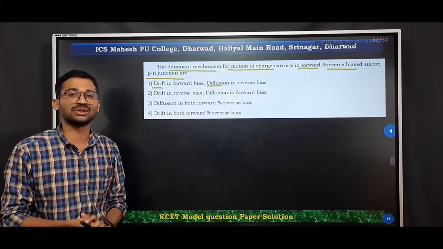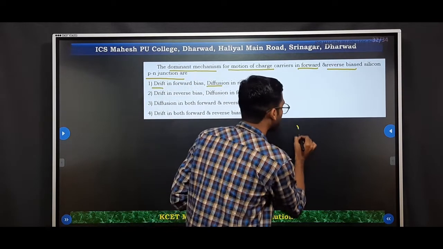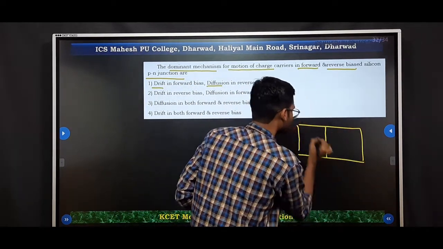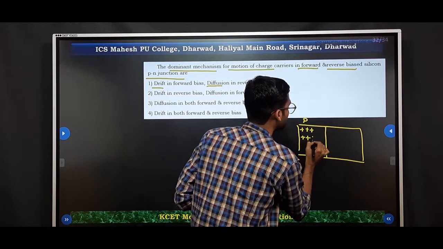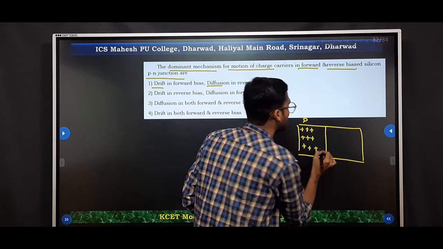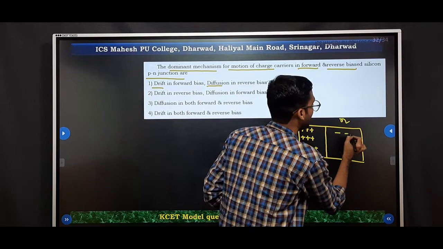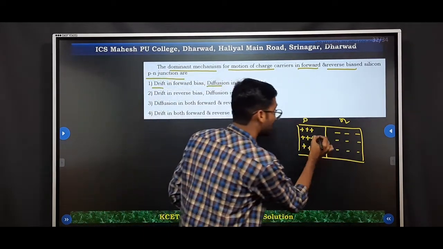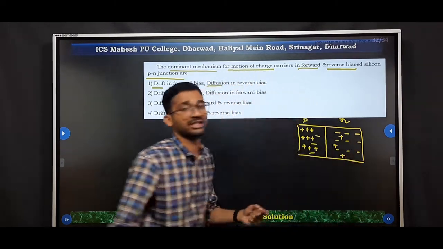To explain this question, I have to go for the basic idea behind the PN junction. How can we form the PN junction? At one side we are having P, which is more dominant in positive charge carriers, otherwise we can say holes. That is, holes are majority charge carriers. At the N side, electrons are the majority charge carriers. Here electrons are the minority charge carriers, and here holes are the minority charge carriers.